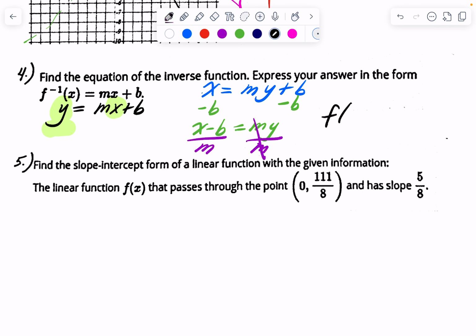So you'd say f of x. Why am I writing f of x? Because y is f of x. So I'm going to say f of x is equal to x minus b over m.